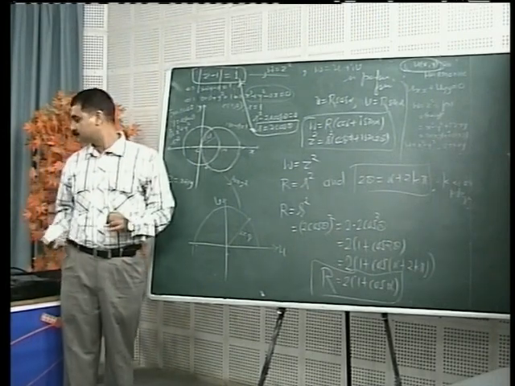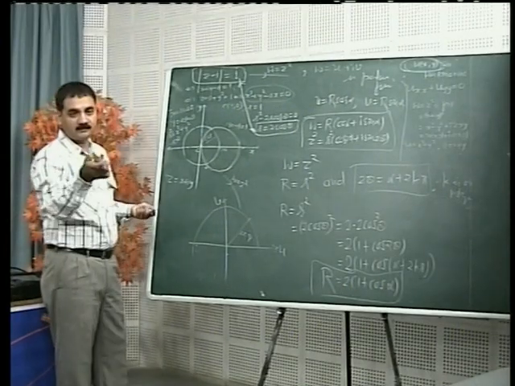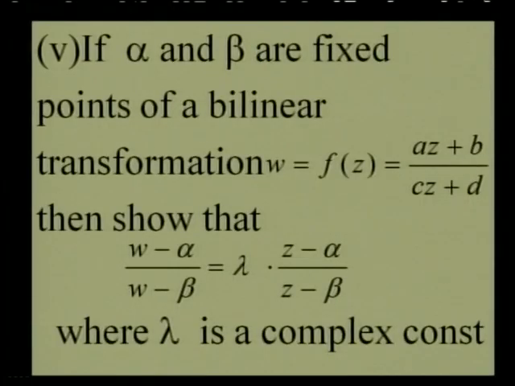Next slide. Yes, this example: if alpha and beta are fixed points of a bilinear transformation, then (w minus alpha) upon (w minus beta) equals lambda into (z minus alpha) upon (z minus beta). Please keep it like that. This alpha and beta are fixed points of the bilinear transformation.